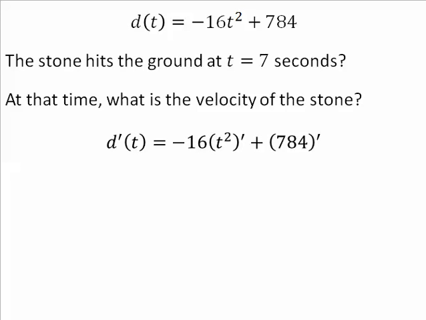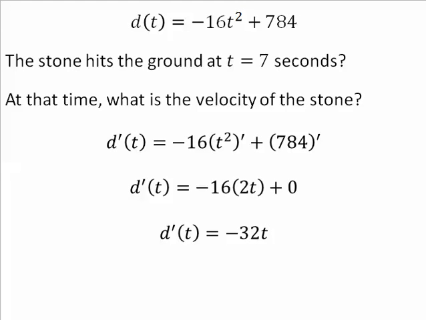Well, let's find the velocity function. That involves finding the derivative of t squared and the derivative of 784. Derivative of t squared is 2t. Derivative of 784 is 0. After you simplify, you get the velocity function is equal to negative 32 times t.